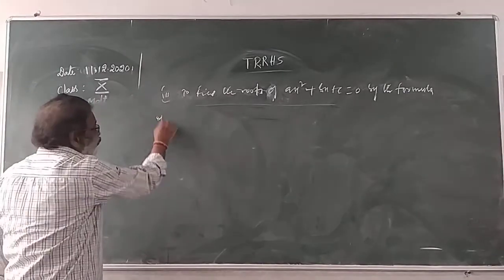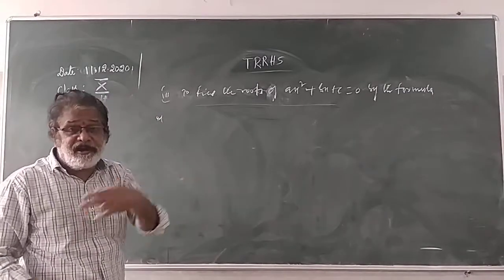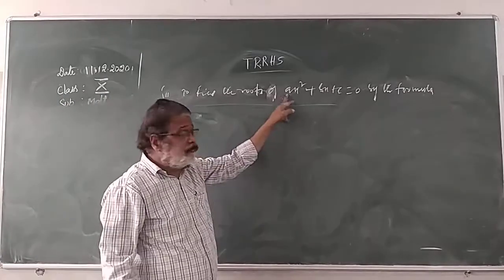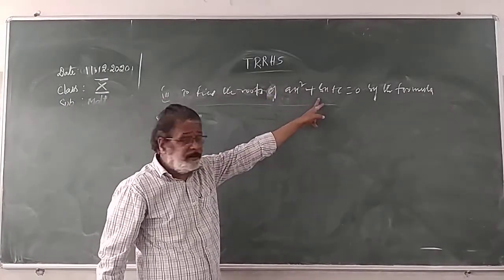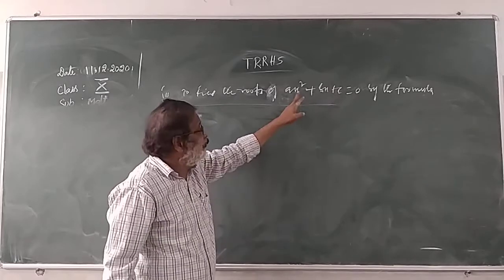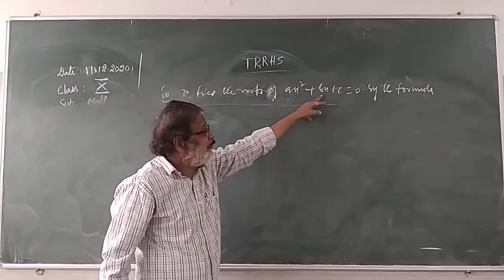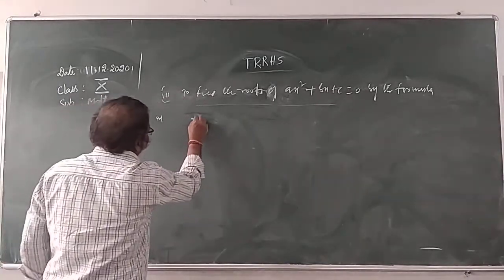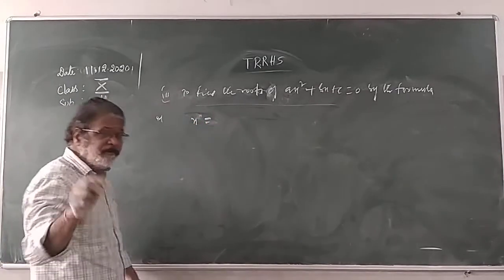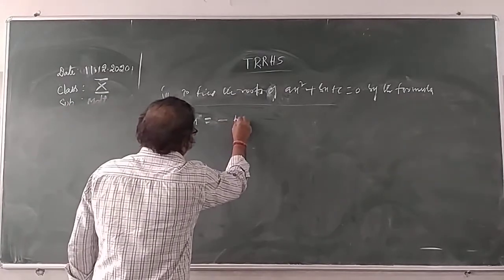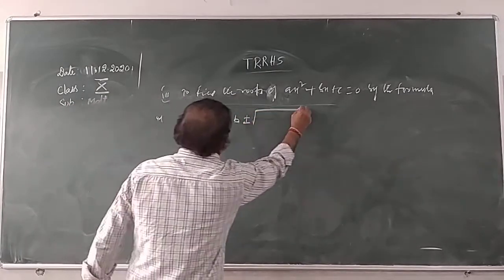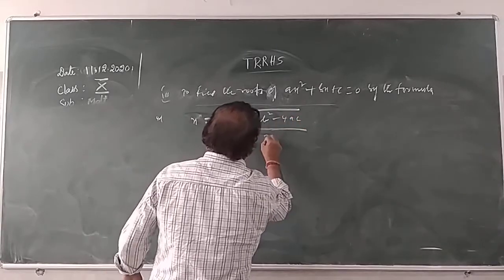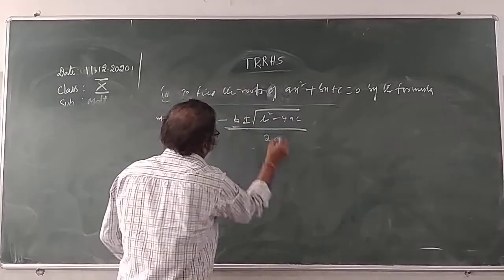I told you what the roots of this ax square plus bx plus c are. Yesterday I derived the formula. What is a? Coefficient of x square. What is b? Coefficient of x. What is c? Constant. So now the roots formula is, as I derived yesterday: x equal to minus b plus or minus under root b square minus 4ac, whole by 2a. This is the roots formula.